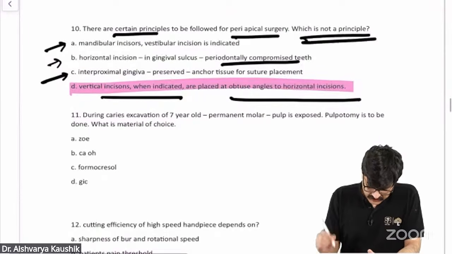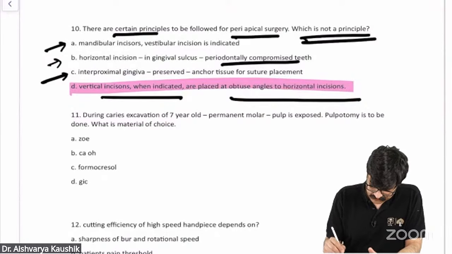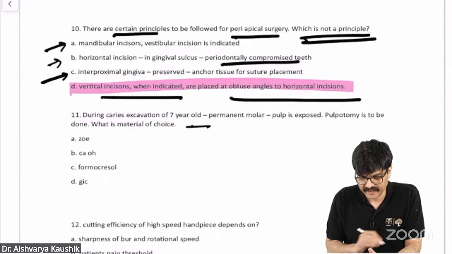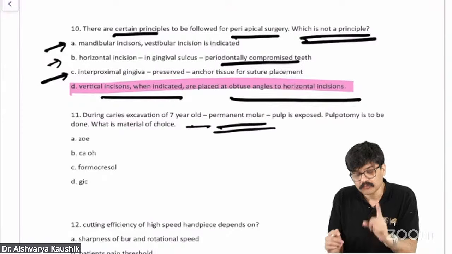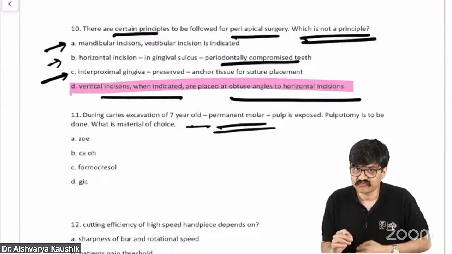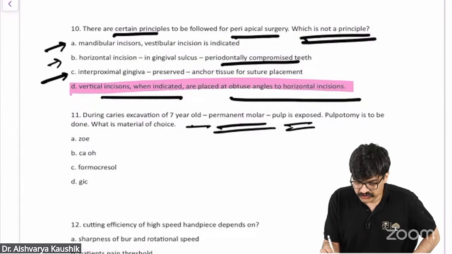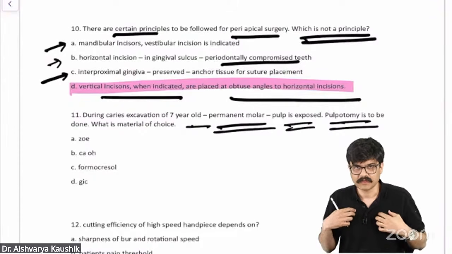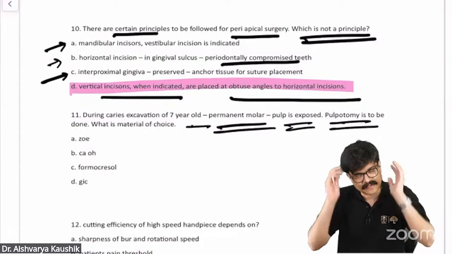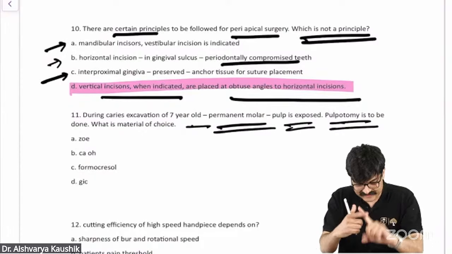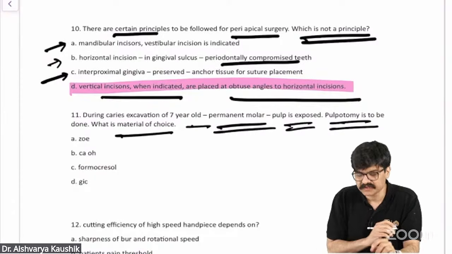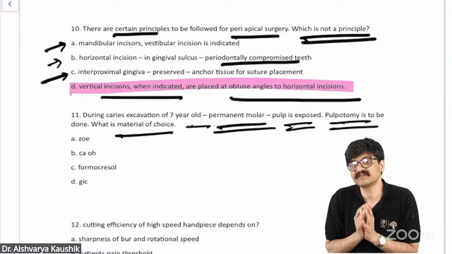Next question. During caries excavation of a 7-year-old child in a permanent molar. Now, permanent molar was mentioned. Now, this is an extremely tricky question. I'll tell you why. Two reasons. Pulp is exposed. You have decided, the examiner tells you, you don't have to apply your head here. The examiner tells you you want to do a pulpotomy. The examiner is asking us, what is the material of choice here?